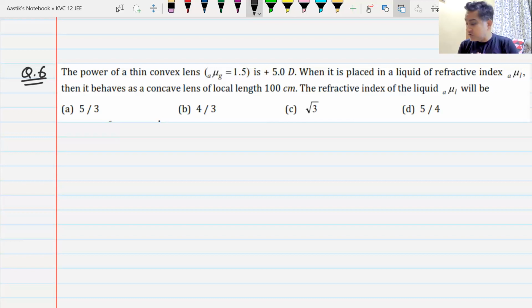Okay, let's concentrate on the question. Do we remember the question? The power of a thin lens is +5 diopter when it is placed in air. When it is placed in some other medium, it behaves as a concave lens with a focal length of 100 centimeters. What is the refractive index of that medium? Will it be more than the lens or will it be less than the lens? Tell me that.